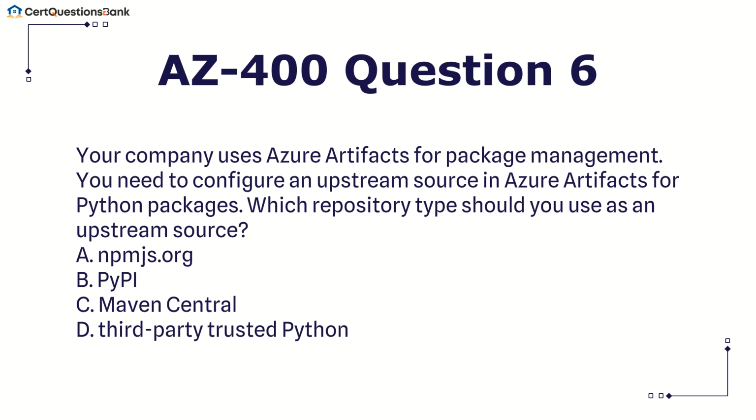Your company uses Azure Artifacts for package management. You need to configure an upstream source in Azure Artifacts for Python packages. Which repository type should you use as an upstream source? A. npmjs.org. B. PyPI. C. Maven Central. D. Third-party trusted Python.